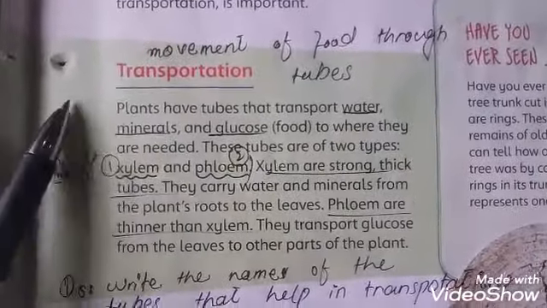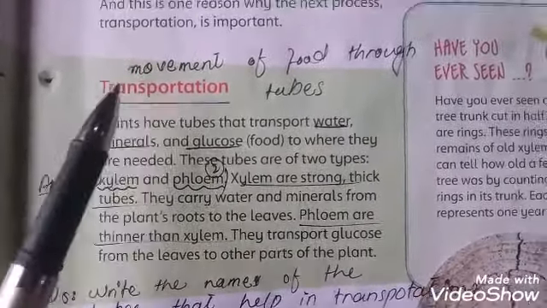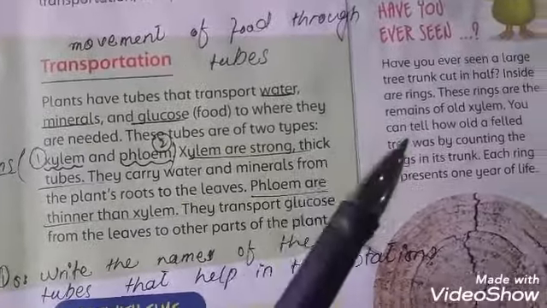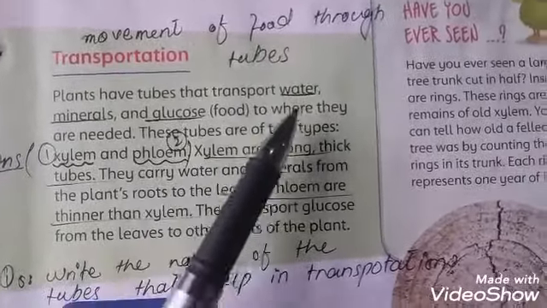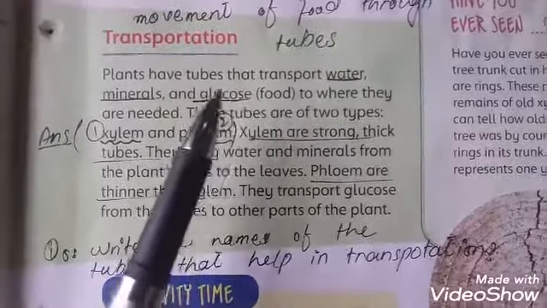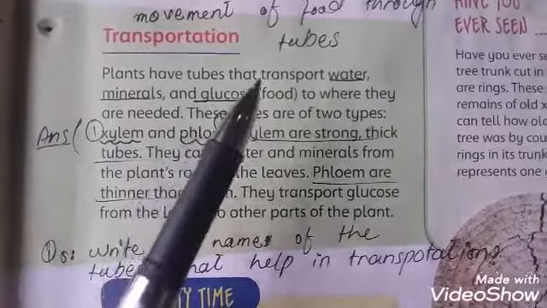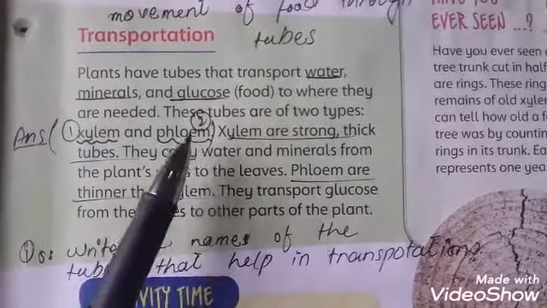Dear students, the next process is transportation. It means the movement of food through different parts of a plant from one place to another. Food here means water, minerals and glucose. Two types of tubes take part in this transportation. First is xylem and second is phloem.